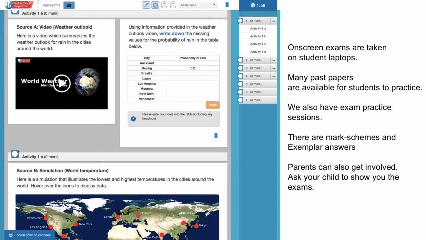The on-screen exams are obviously not pen and paper exams. The students take the exams on their laptop. There are many past exam files which students can use to practice or prepare, and we have the mark schemes and exemplar answers. We have practice exam sessions for the students, and they're also prepared for the exams during their normal class time. Once students have access to the on-screen exam files, you can ask them to show you how they work.